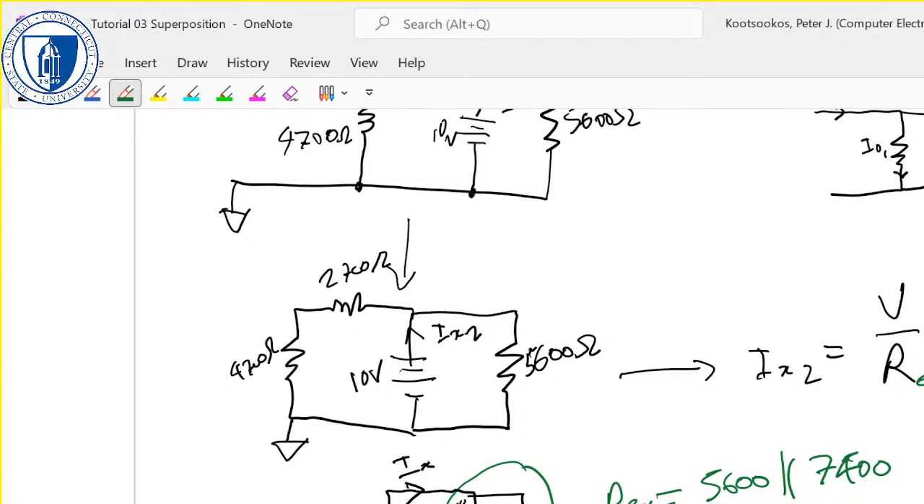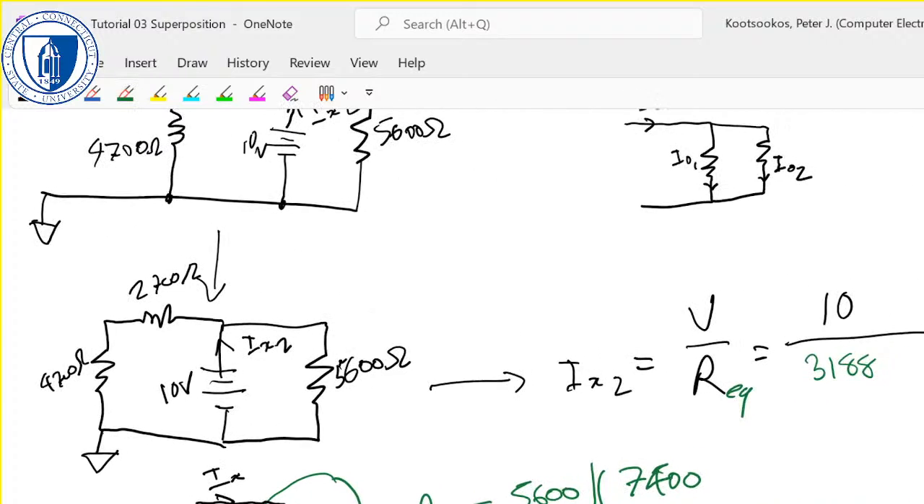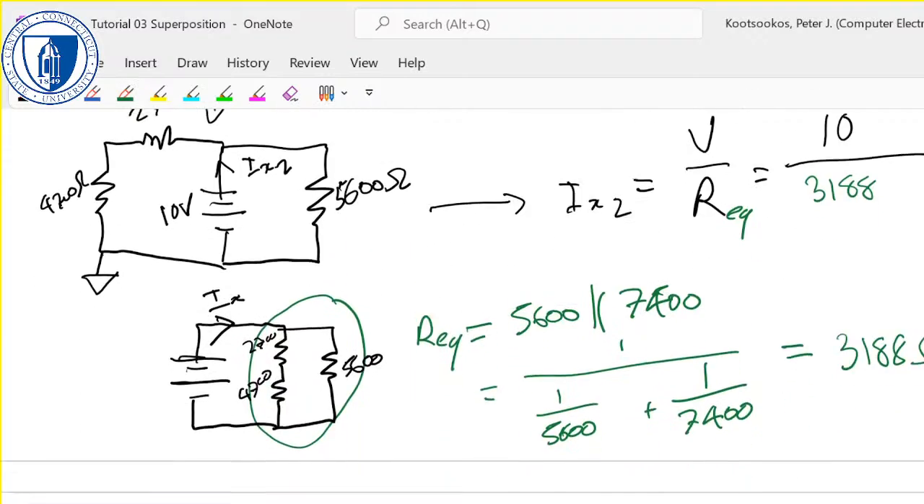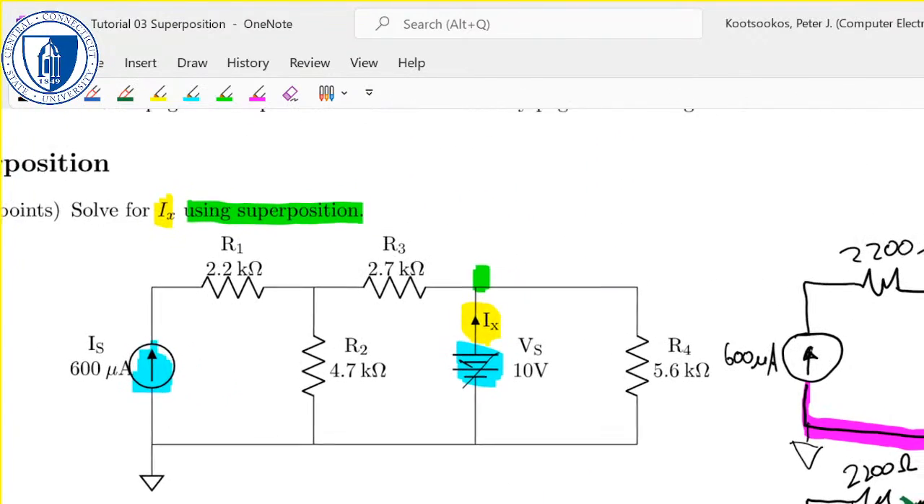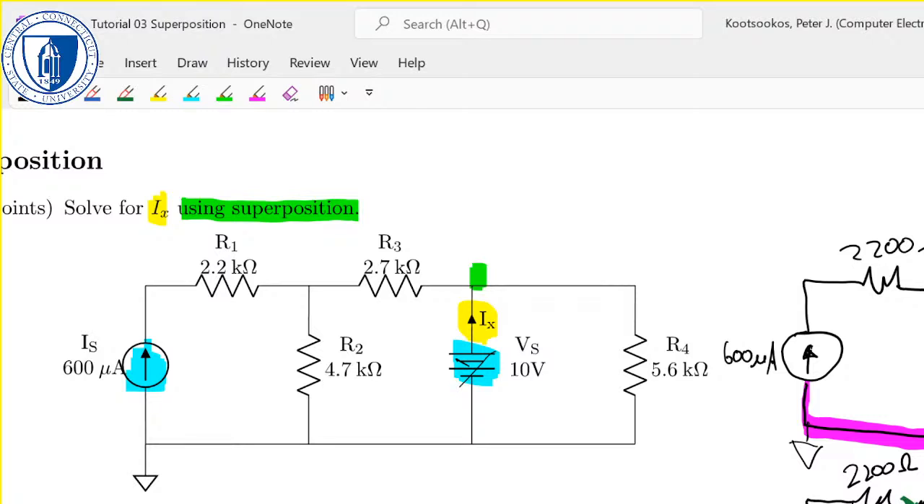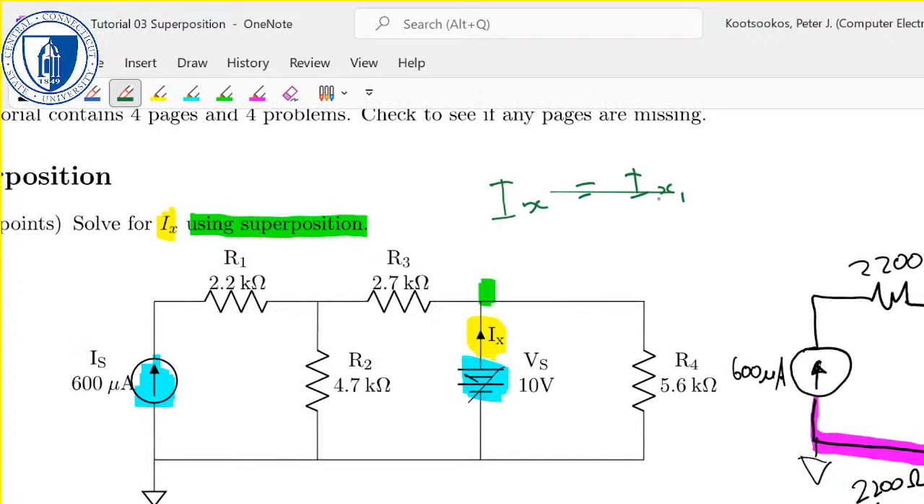And what's that, IX2? So that's 3.137 milliamps. Right, so then our total, I don't know how that happened. Try that again.